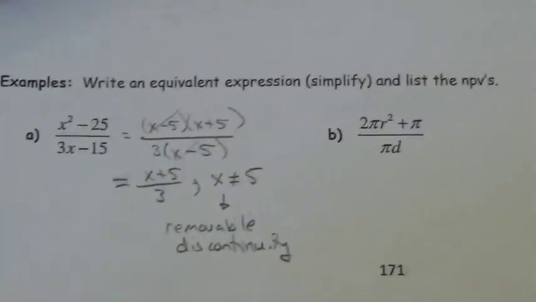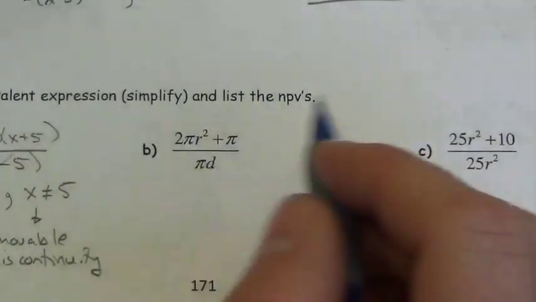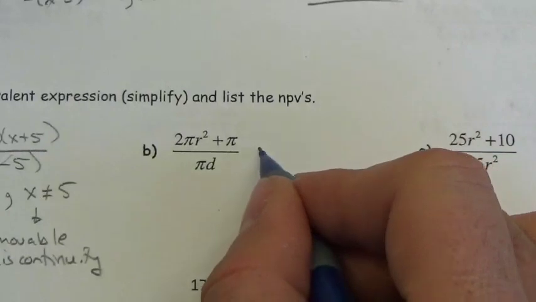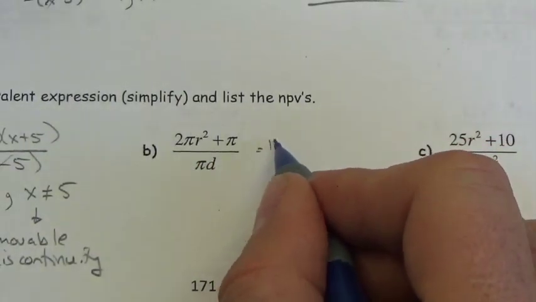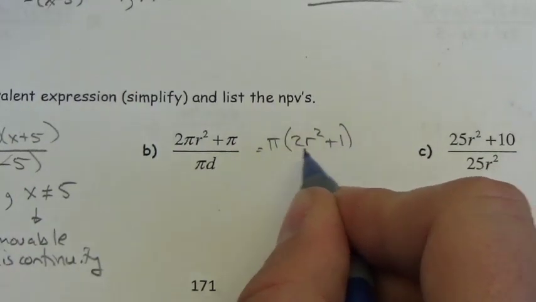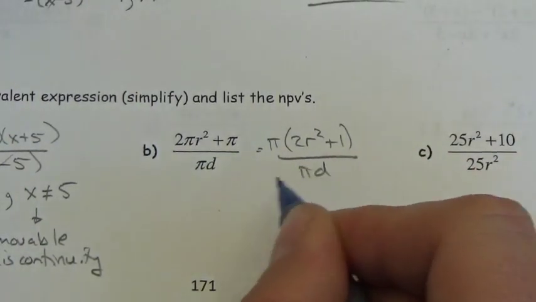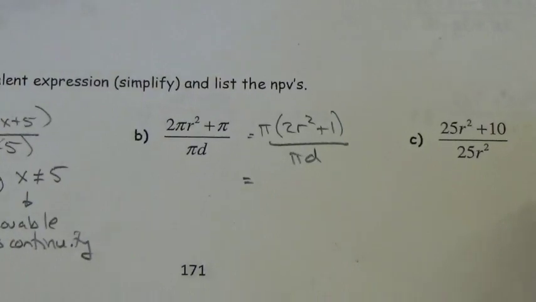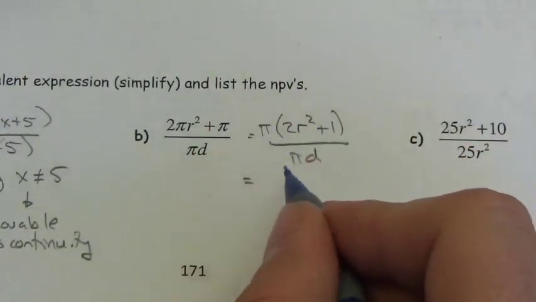In the graph here, let's take a look at this one. 2 pi r squared plus pi over pi d. Well, what's common in the numerator is obviously that pi. So 2r squared plus 1 over pi d. And now I'm going to cancel out the pi's there. Pi divided by pi is 1.